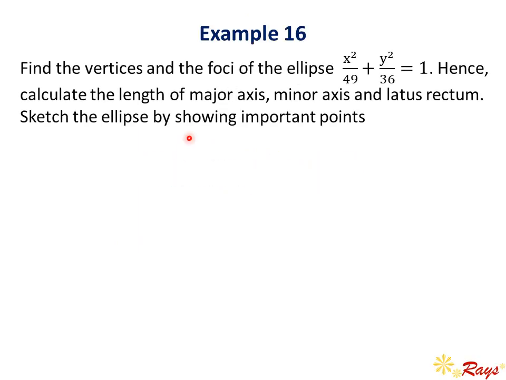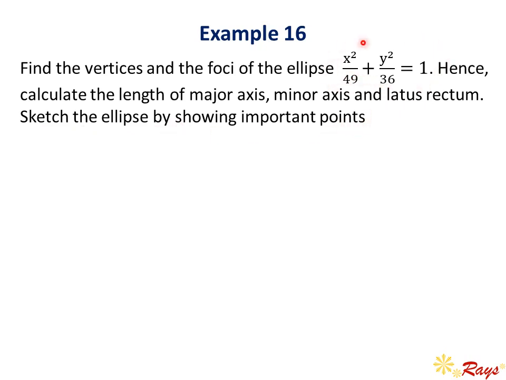Let us now look at example 16. Find the vertices and the foci of the ellipse x squared over 49 plus y squared over 36 equals 1. Hence, calculate the length of the major axis, minor axis, and latus rectum. Sketch the ellipse by showing important points.